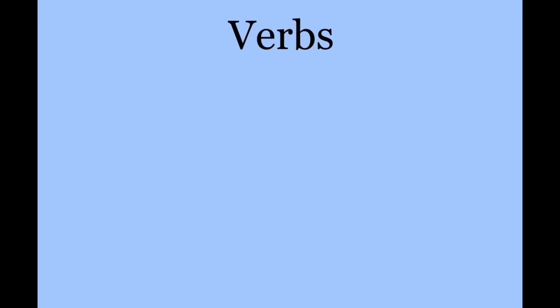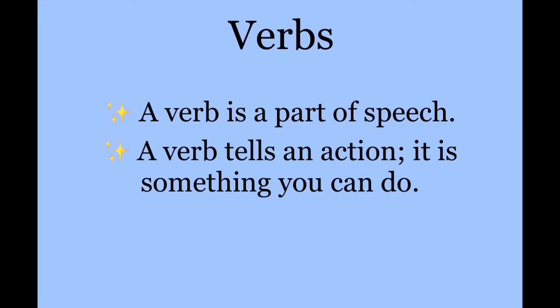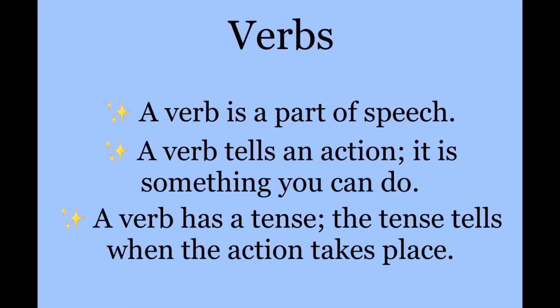Here are 3 things that you should know about verbs. First, a verb is a part of speech. Second, a verb is an action word. It's something that you can do. And third, all verbs have a tense, and the tense tells you when the action takes place.